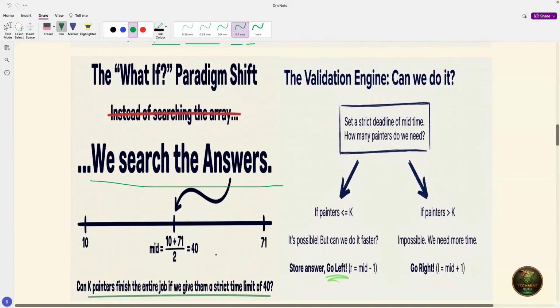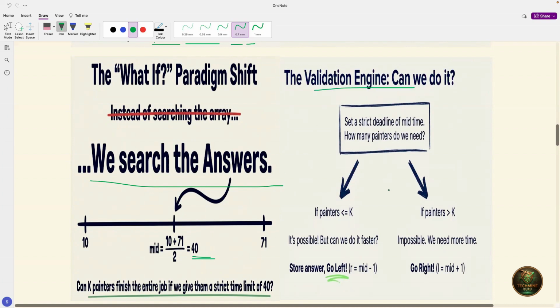So let's take a midpoint, which is (L plus R) by 2. So (10 plus 71) by 2 will give the result as 40. So we then ask, can the k painters given in the question finish the entire job if we give them a strict time limit of 40? Our core algorithm uses a while loop where L is less than or equal to R. We calculate mid and then call a function, p equals min painters, passing the array and the mid. This acts as our validation engine to ask, can we do it?